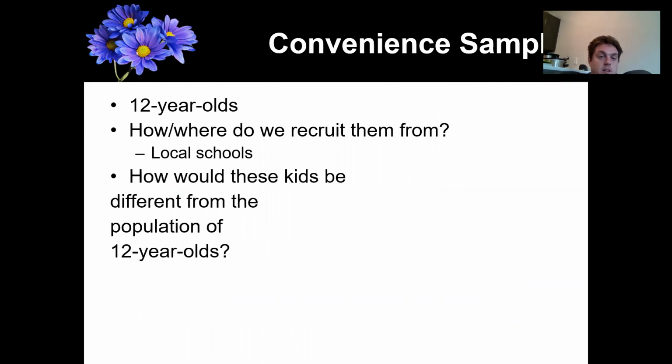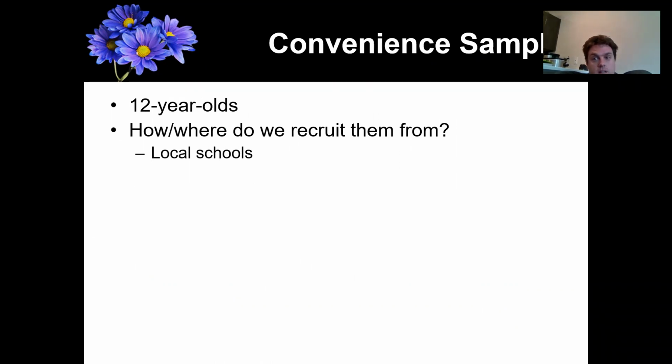Okay, so the same thing could apply with children. So if you want to get children to do your study, it's always important to ask how might they be different from the general population where you recruit them from.